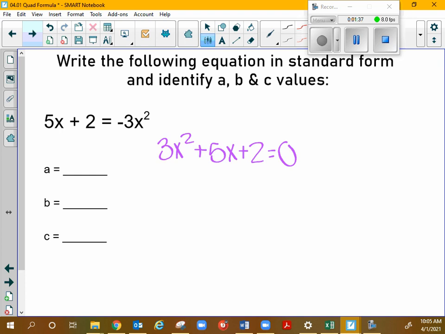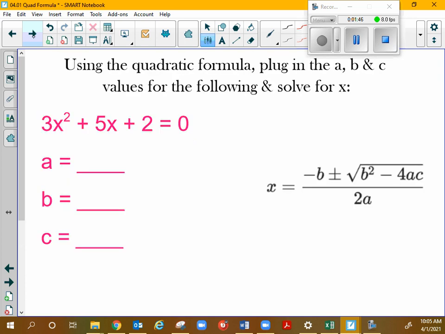What's my a value? 3. What's my b value? 5. And my c? 2. Okay, so now we're looking at the same problem. My a is 3, my b is 5, my c is 2. This is called the quadratic formula. The quadratic formula works for every single quadratic as long as it's in standard form and as long as it equals 0.